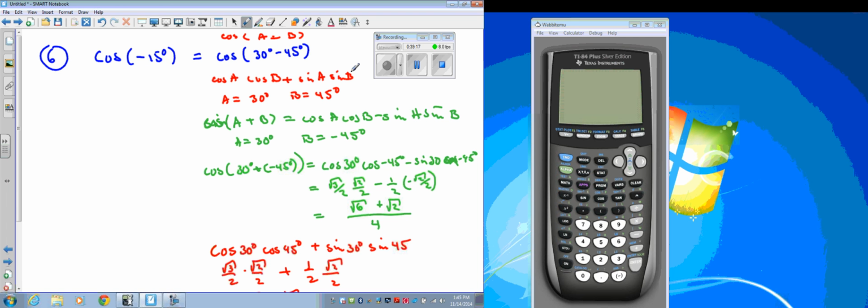Now, notice on number 8, they're giving you a hint there that you have a minus 105, and they're saying treat it as a negative 60 plus a negative 45. Now, if you do that, what are you going to do? The cosine of the difference or the cosine of the sum? Cosine of the sum, right? Where A is a negative 60 and B is a negative 45.